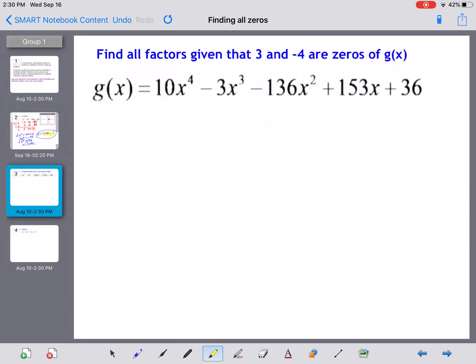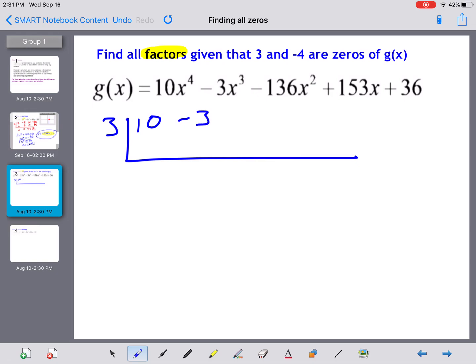Looking at another one, we're going to say find all the factors. So we need to pay close attention that it's saying factors, given that 3 and negative 4 are zeros of g of x. So if we are given these, then we want to use those with synthetic division to start. It does not matter which one you start with. So we're going to start with 3 just because they gave it to us first. We're going to use 10, negative 3, negative 136, 153, and 36.